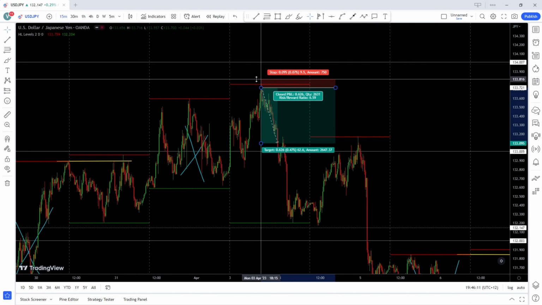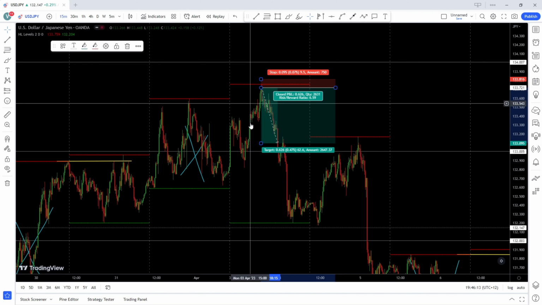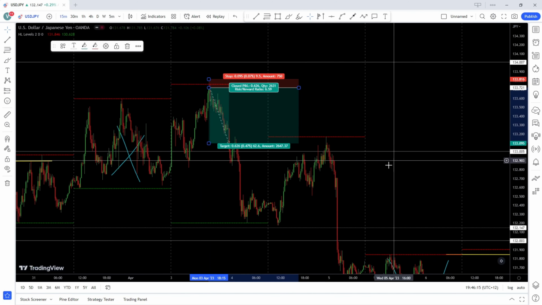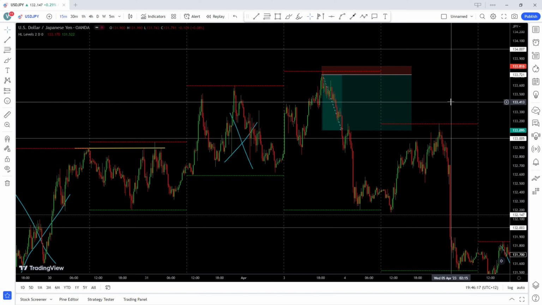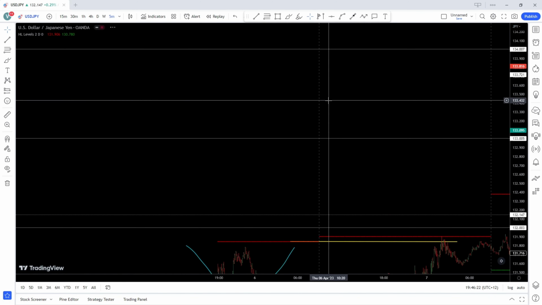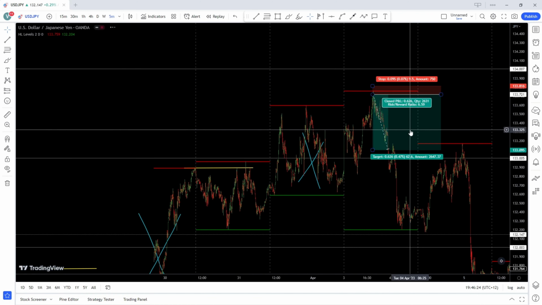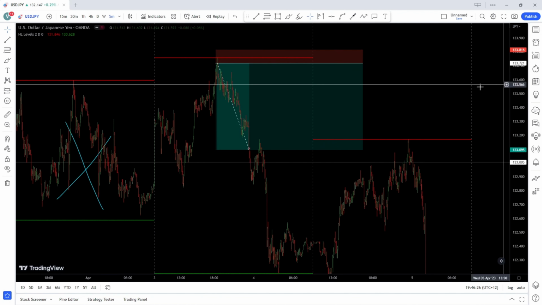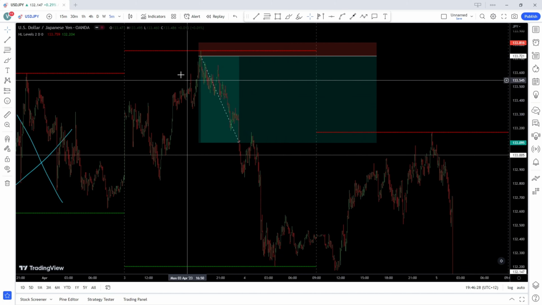Now you have a 10 pip stop or 5 pip stop, however. Your risk is really up to you. I prefer to use between 5 and 10 pips, because I'll be trading setups like this on the 5-minute time frame. Yeah, we're looking for an entry off the 5-minute time frame.